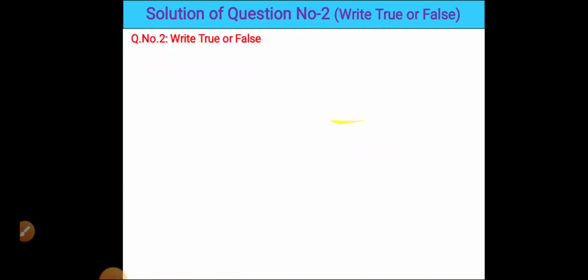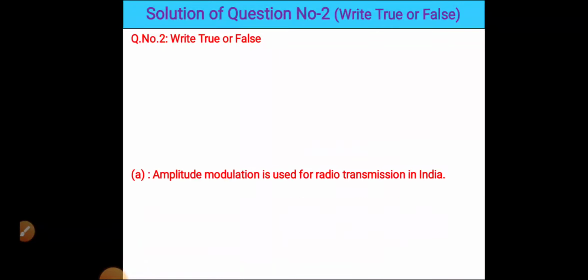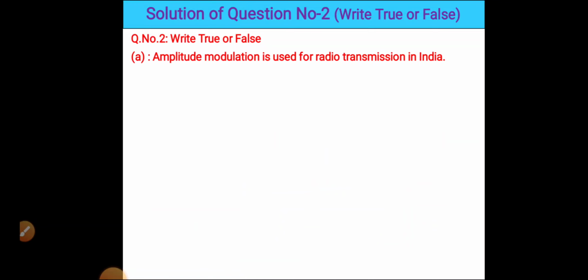Write true or false. So second question, write true or false. Amplitude modulation is used for radio transmission in India. Yes, this statement is true.